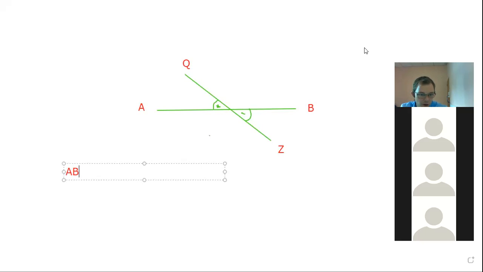Always remember to draw your line on top. Line AB. And the other line, what is its name? What's the other line name? Line QZ. Like you said. Yes, very good. Line QZ.